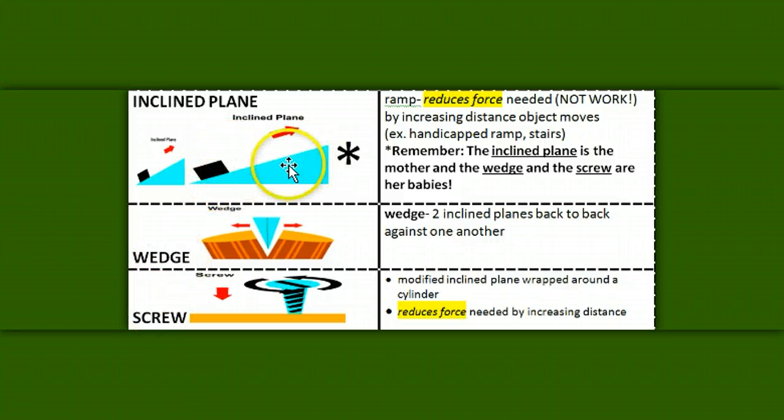Because an inclined plane back to back makes a wedge. So two inclined planes back to back make a wedge. So that's why this is its mother. An inclined plane is the mother. Two inclined planes back to back make a wedge. And one inclined plane wrapped around a cylinder makes a screw. So that's why screw and wedge are the babies of the inclined plane.